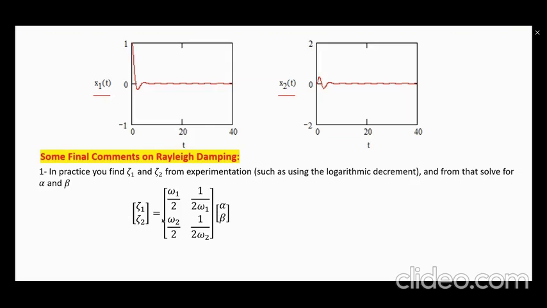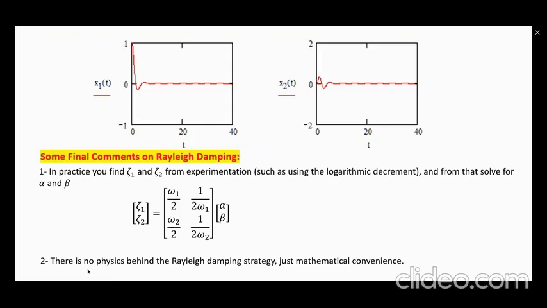I gave you alpha and beta and asked you to find zeta 1 and zeta 2. Here, I'm saying that in real life, you decide on two important frequencies, and they don't have to be consecutive, by the way. From experimentation, and this can be done from the logarithmic decrement stuff that we did back in week 4, week 5, something like that, you find alpha and beta.